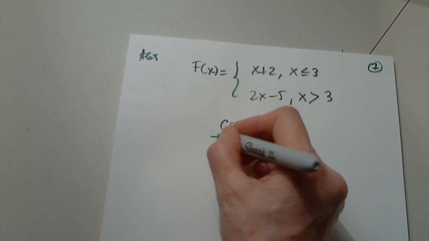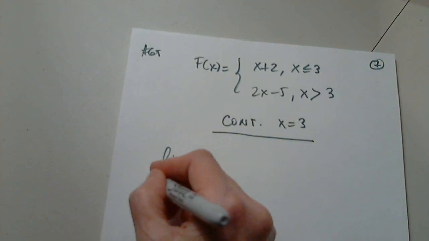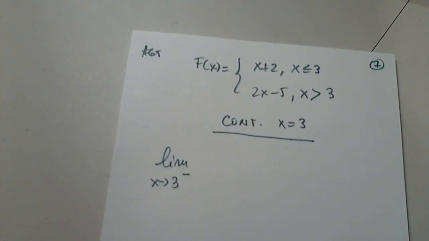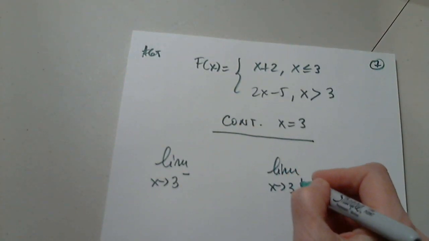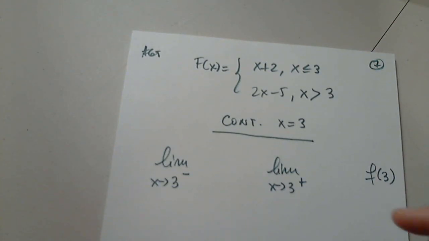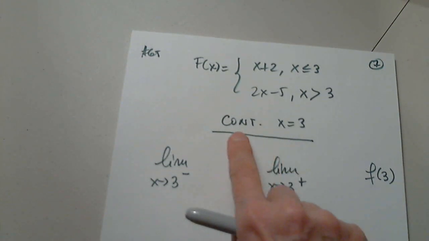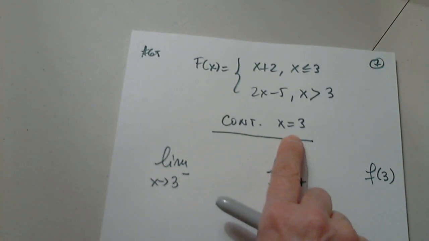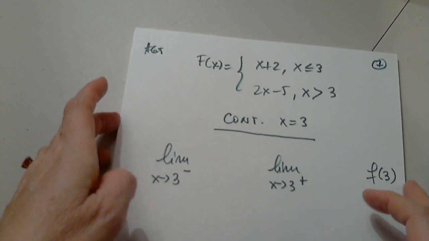So continuity at x equals 3, all I have to determine is the limit as x approaches 3 from the left, the limit as x approaches 3 from the right, and the function value at 3. If these three are equal, do I say it's continuous at x equals 3 or not? Yes, if they are all equal.